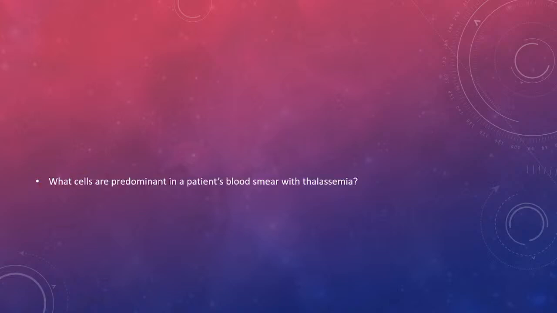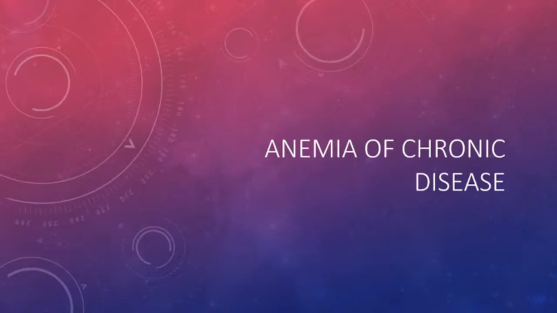Okay? Now, let's move on to the blood cells that are predominant in the blood smear of patients with thalassemia. Obviously, this is going to be podocytes, or what we call target cells.